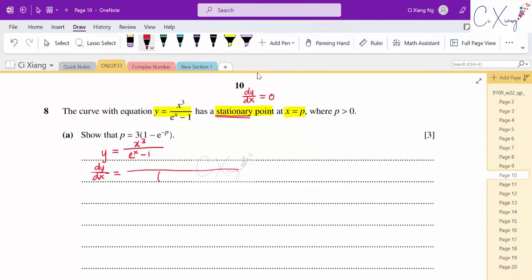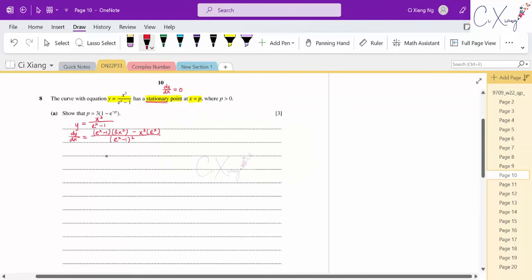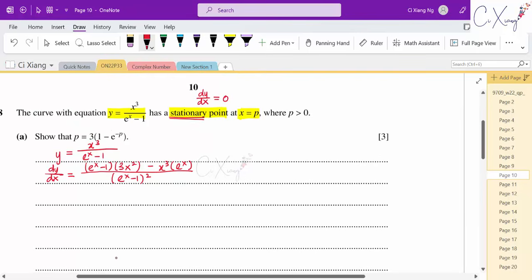When I apply the differentiation in the quotient, the denominator I have to square the bottom, copy the bottom expression, differentiate the top. So differentiate the top, I'm having 3x squared, then minus, copy the top, differentiate the bottom. Differentiate the bottom e power x, I still get e power x. Differentiate negative 1, I get 0. This is what I have after I apply the differentiation by using the quotient rule.